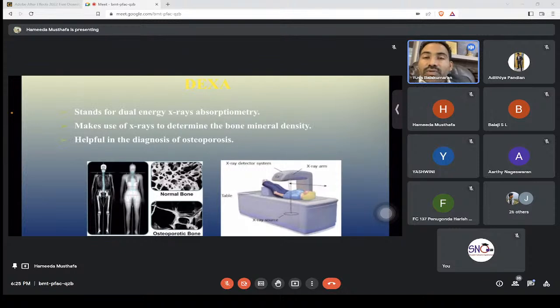So everyone should go in the morning sunlight to get enough vitamin D. That is very good for your bone density. So we take a DEXA scan to look for the density of your bone. Okay, next.